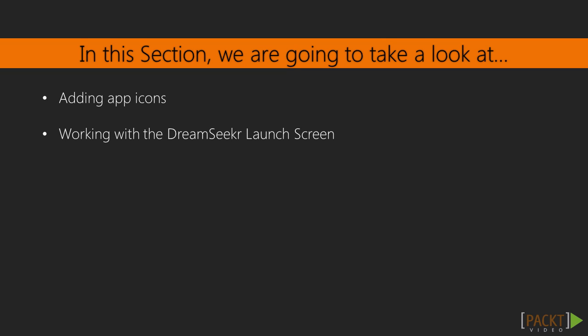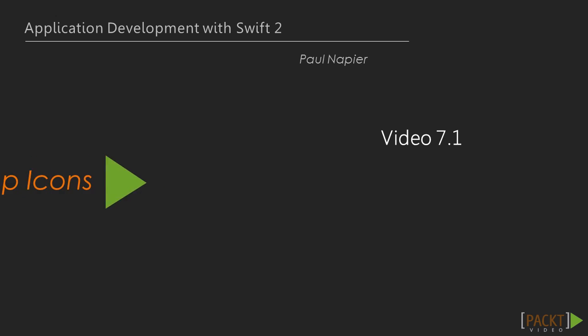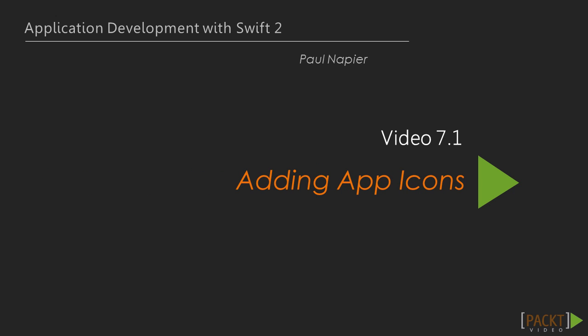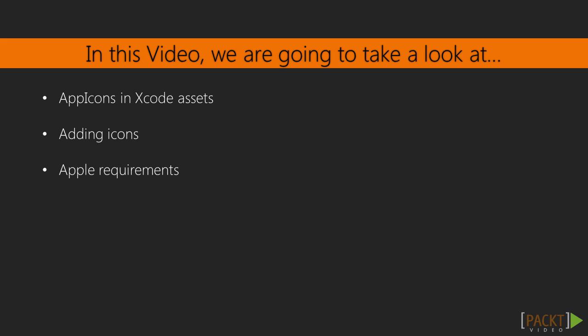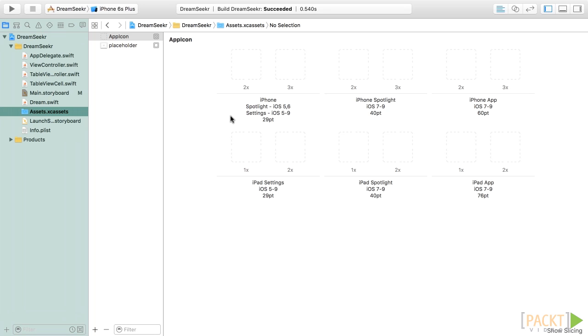So now we've completed the code in our project, we want to add in the app icons to make it look really good. So in this video, we're going to have a look at how we use Xcode assets with the app icons. Then we're going to add them in, and we're going to take a quick look at some of the Apple requirements around creating icons. So now that we're moving into the final part of our project, we want to give our application an icon.